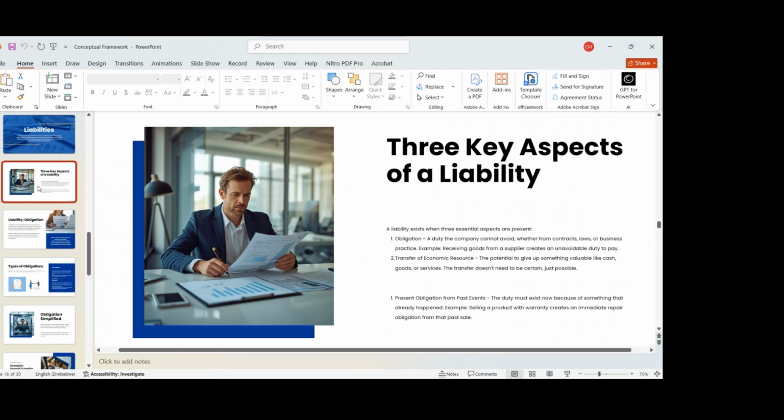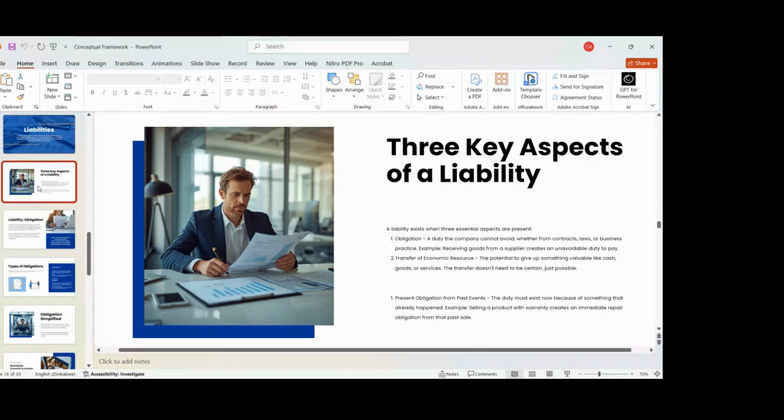An obligation is a duty the company cannot avoid, whether from contracts, laws, or business practice. For example, receiving goods from a supplier creates an unavoidable duty to pay. Then there is the transfer of an economic resource: the potential to give up something valuable like cash, goods or services. The transfer doesn't need to be certain. It should just be possible.